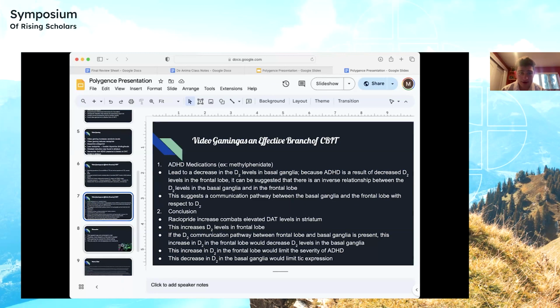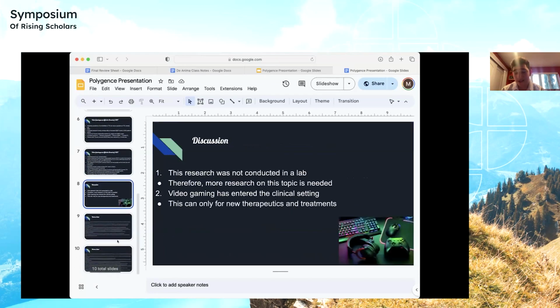And that is the main part here. So, discussion: this research was all based on pre-existing papers, so this was not conducted in the lab. It's important to keep researching this project later on, especially with video gaming entering the clinical setting. It leads to a wide range of possibilities for new therapeutics and treatments that could be beneficial.